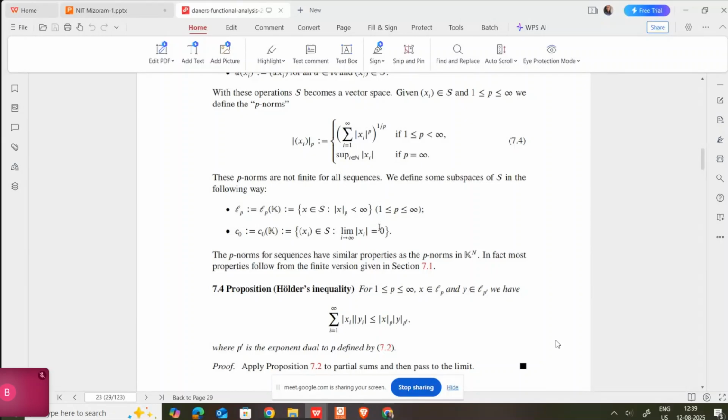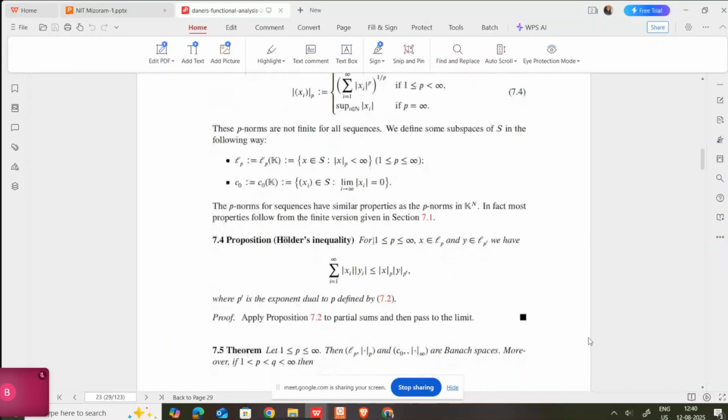You should understand one thing here. A sequence xn goes to 0 if and only if the sequence mod xn goes to 0. That is indirectly used. Normally this is called the convergent sequence space, convergent to 0, but you take only the limit of mod xi as i goes to infinity. It doesn't matter, because xn goes to 0 if and only if mod xn goes to 0. Use that analysis.